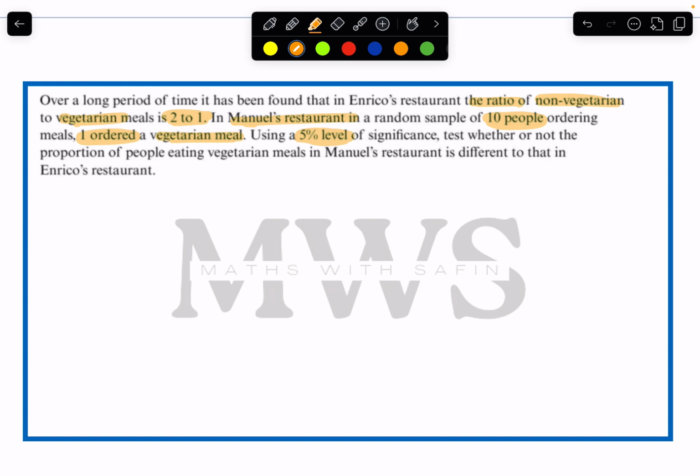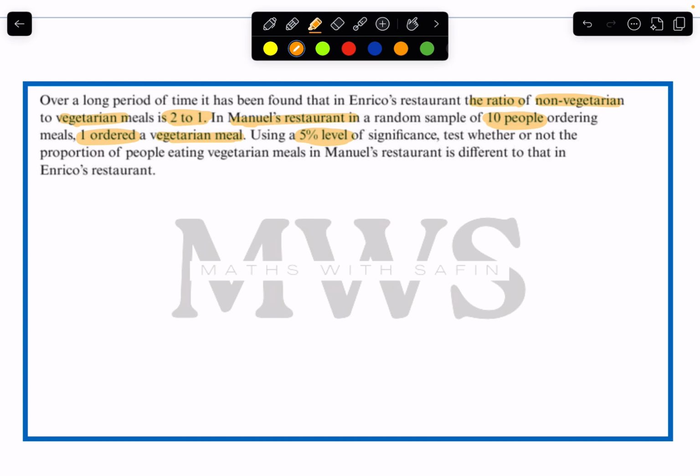Using a 5% significance level, test whether or not the proportion of people eating vegetarian meals in Manuel's restaurant is different to that in Enrico's restaurant. So this question is a two-tailed question because it does not tell us if it's going to be greater than, less than, an improvement, or not an improvement. Therefore, this is where we have to apply the two-tailed test.